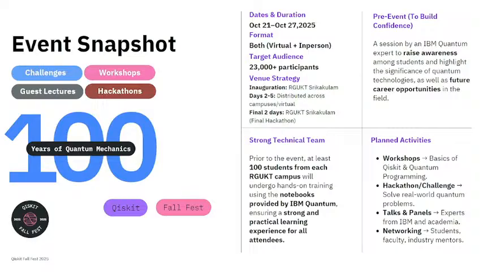I would like to request my friends Praveen Kumar and Kasim Ali onto the dais. They are part of our team. Wherever we go, we go together, and without their support, I would not be here. Thank you so much to both of you. And thank you to all the student organizing team members who are doing a lot of hard work in making Qiskit Fall Fest a grand success. Thank you each and everyone.